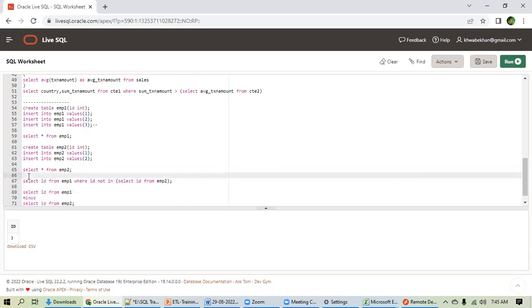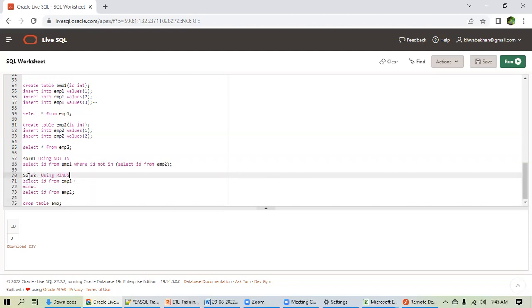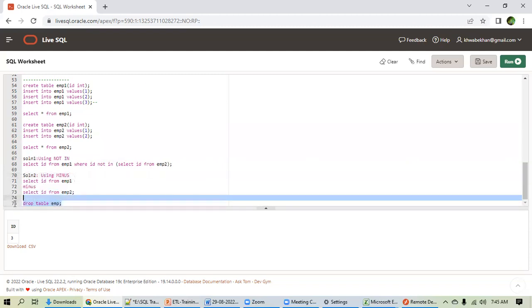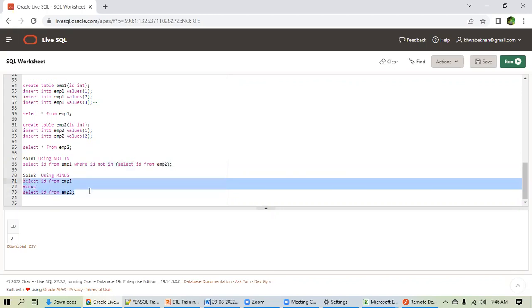So these are the two ways to solve this question: using not in and using minus. Now, you might be thinking that the same question I can do using not in, then why minus? Correct? Same question we can do using not in, then why minus?